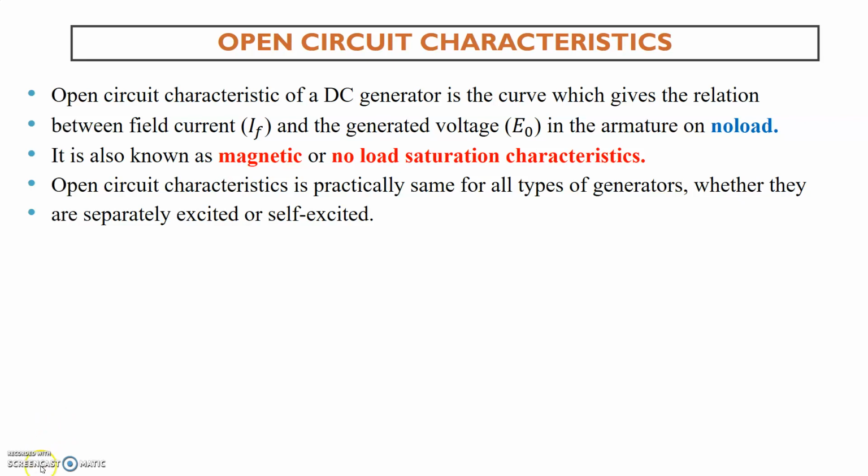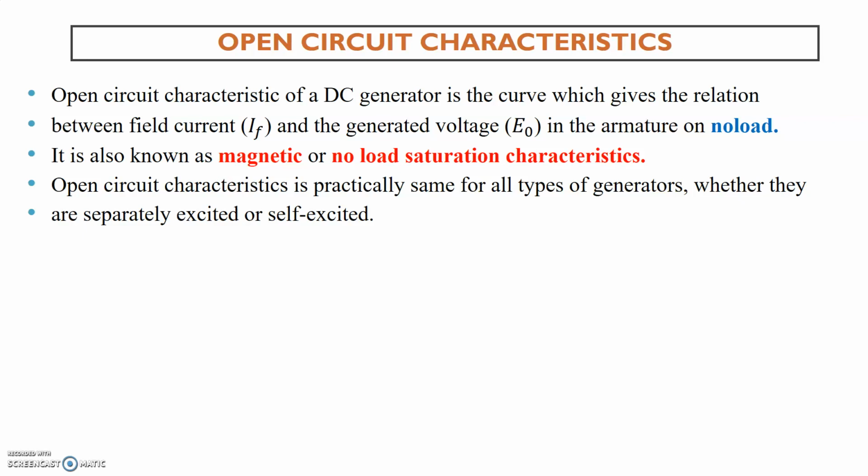Hi everyone, in this video we will discuss the open circuit characteristics of a DC generator. DC generator characteristics are the relations between field current, terminal voltage and load current, which are expressed using curves. These characteristics of DC generators are very important in the design, analysis and operation of DC generators.